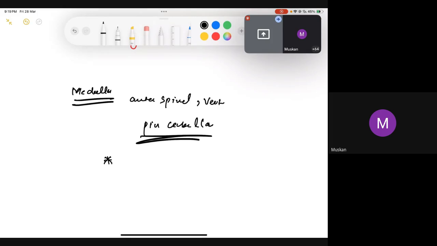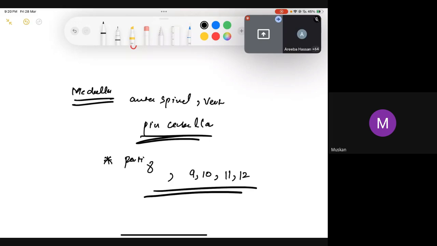Partial 8, 9, 10, 11, 12. Perfect. So all of these cranial nerves are basically present here.